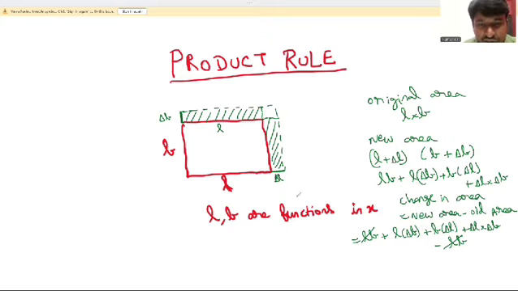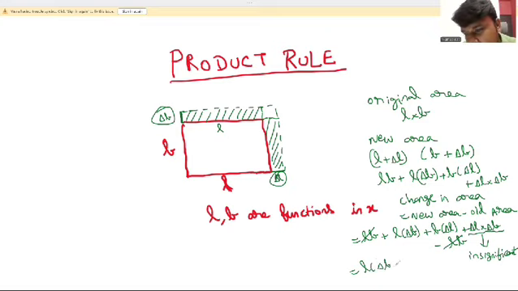Since in differentiation we consider del L or del B as very, very insignificant changes, this term will be insignificant. We can just ignore its presence. So then we finally get L times del B plus B times del L.